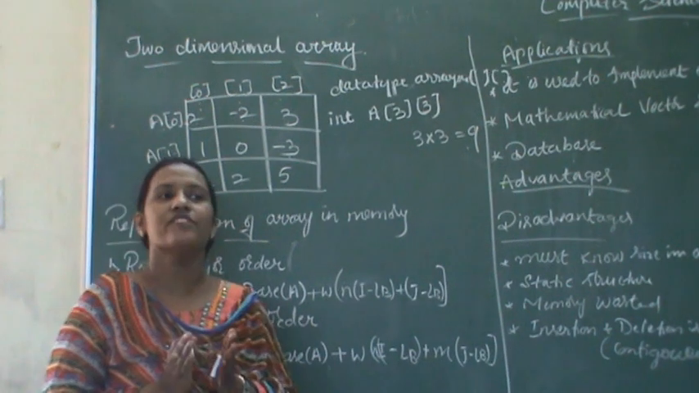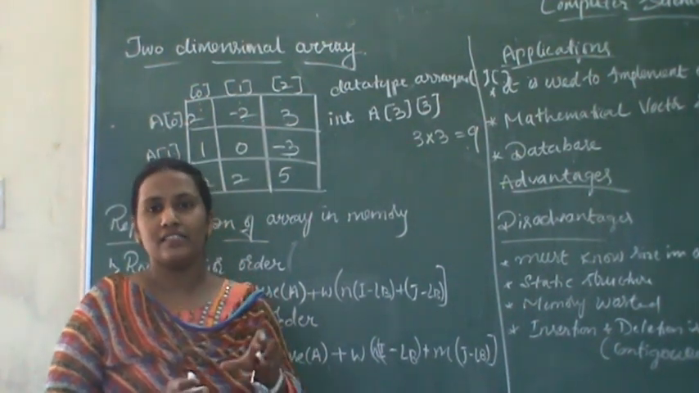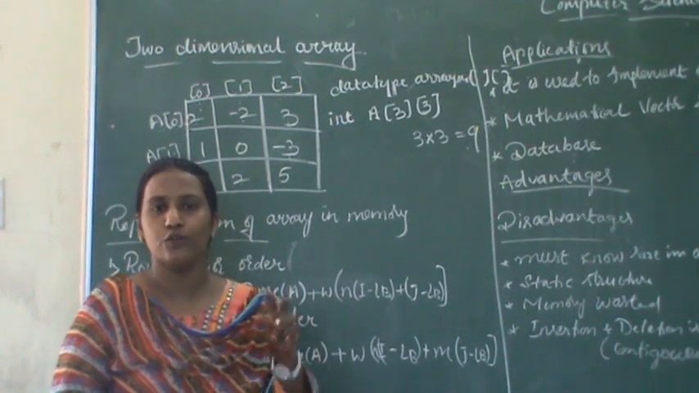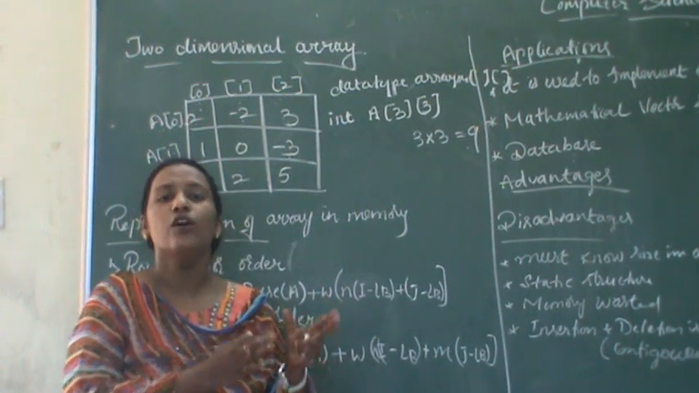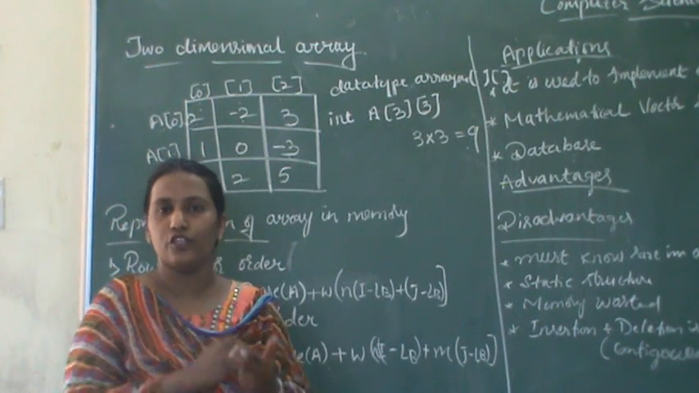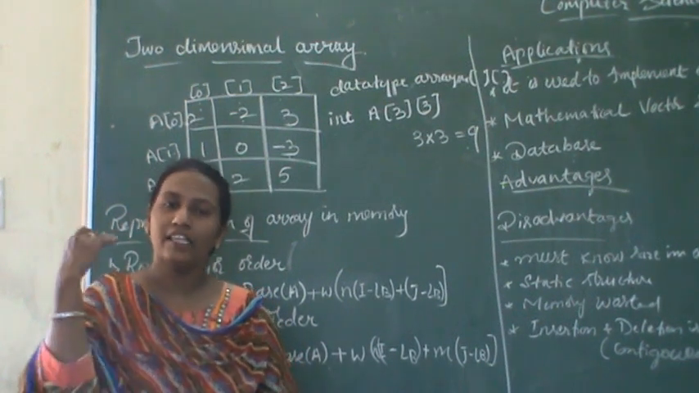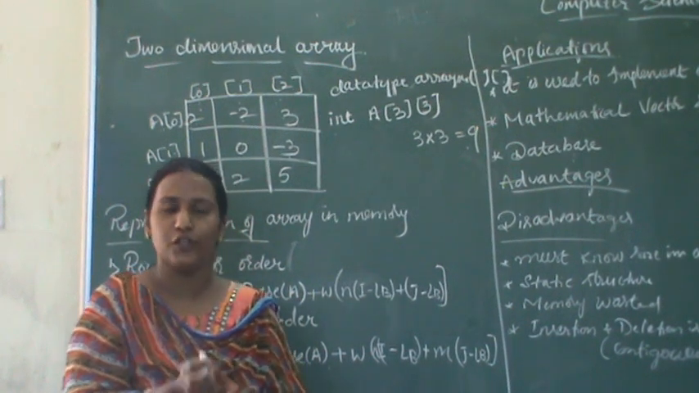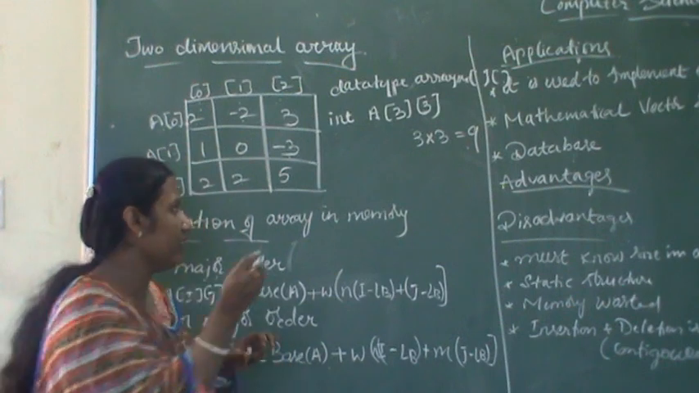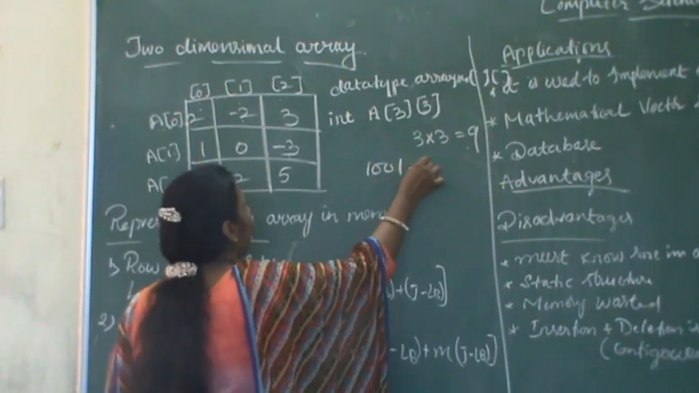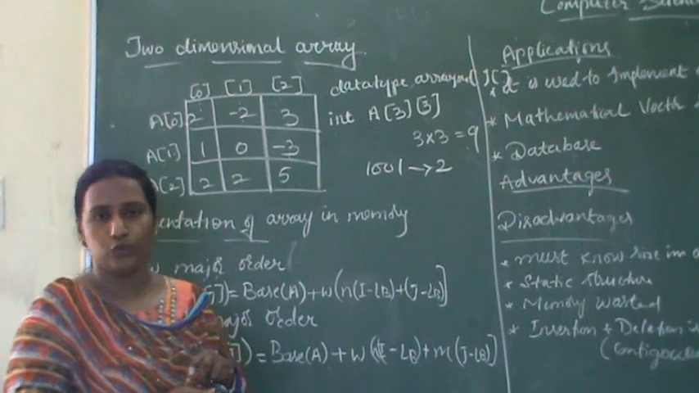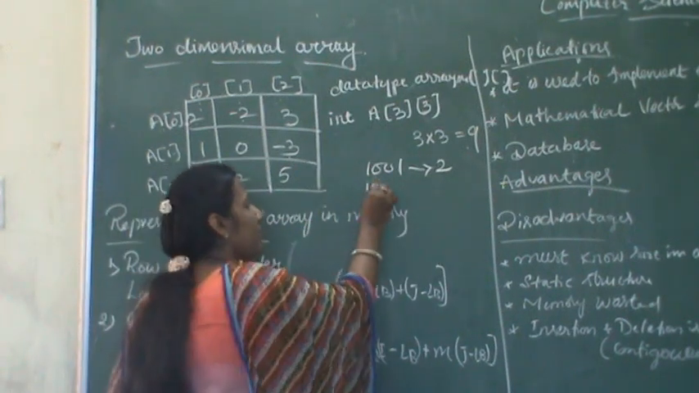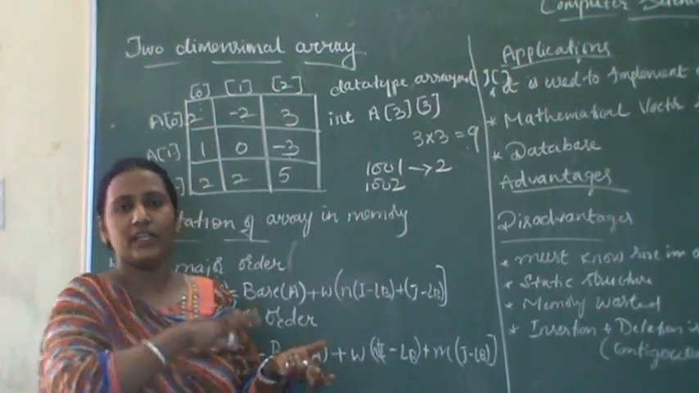We have already studied that an array stores elements in consecutive memory locations. Consecutive memory location means that from whatever address it takes, the next element takes the next address. Suppose it takes 1001 as the first address, then the next address 1002 itself it takes. It won't take any other.